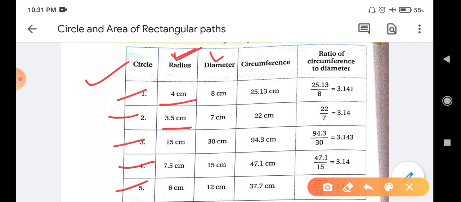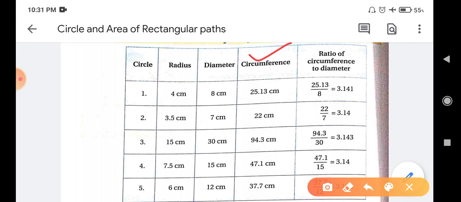In the second column we are given the diameter. We already know that diameter is double the radius. Then we are also given the circumference of all these circles, and then the ratio of circumference to diameter. If we find the ratio of circumference to diameter, it is the same in all the cases. In all cases it is 3.14.